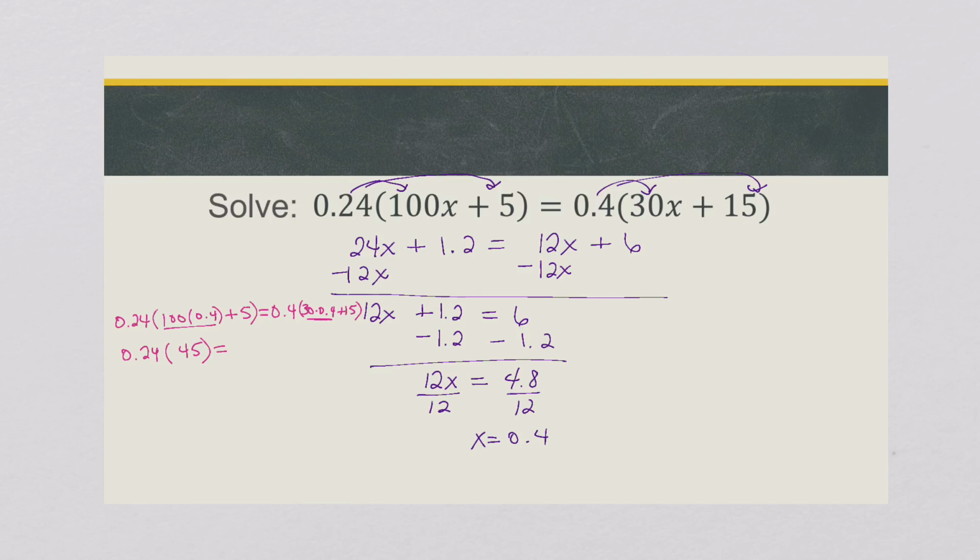On the right, I'm going to do this part first, then I'm going to add 15. So 30 times 0.4, I get 12 plus 15, and I get 27. So I've got 0.4 times 27. So now on my calculator, I'm going to do 0.24 times 45, and I get 10.8. Now on my calculator, I'm going to do 0.4 times 27, and I get 10.8. And I know that those are equal to each other, so I'm certain this is the correct answer.